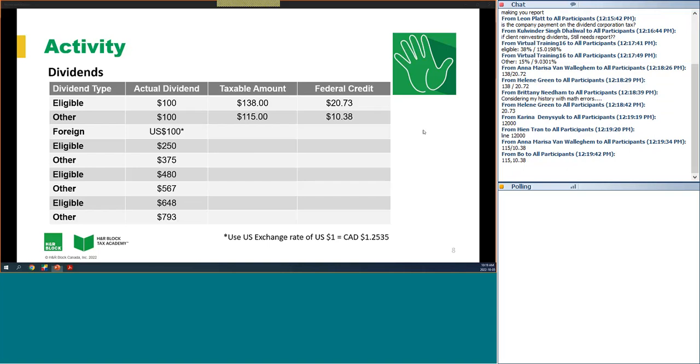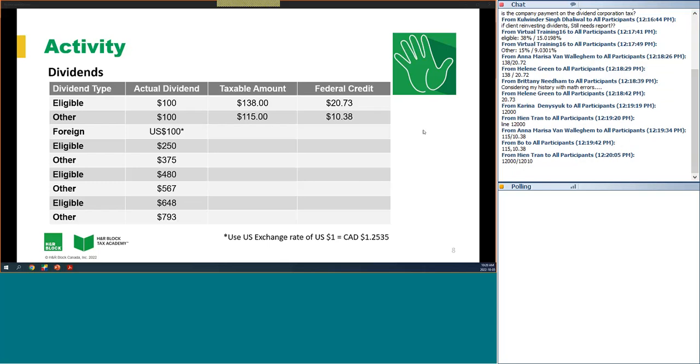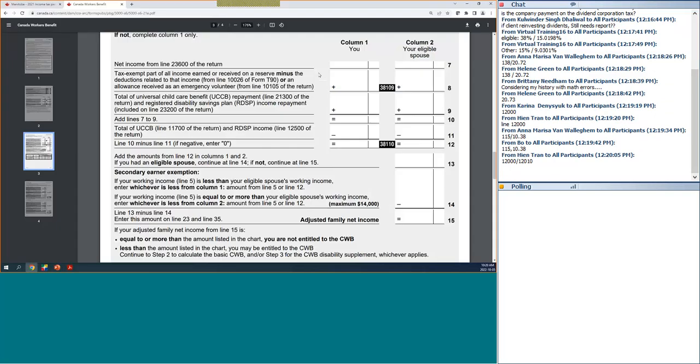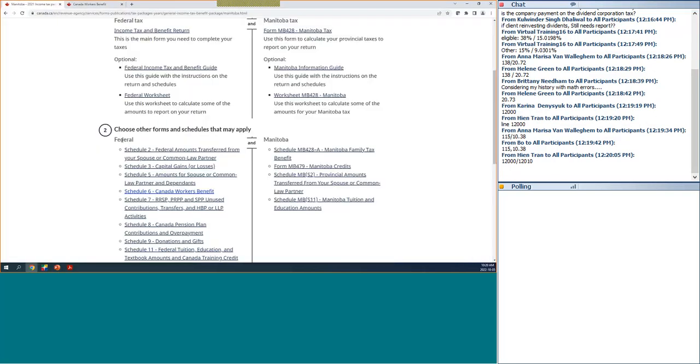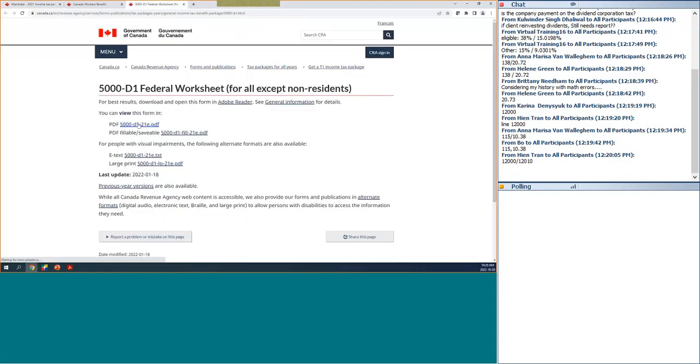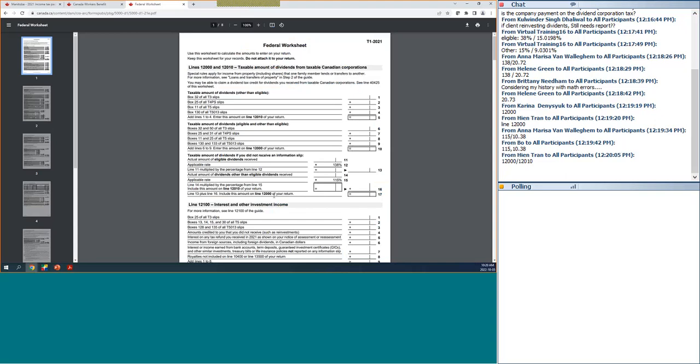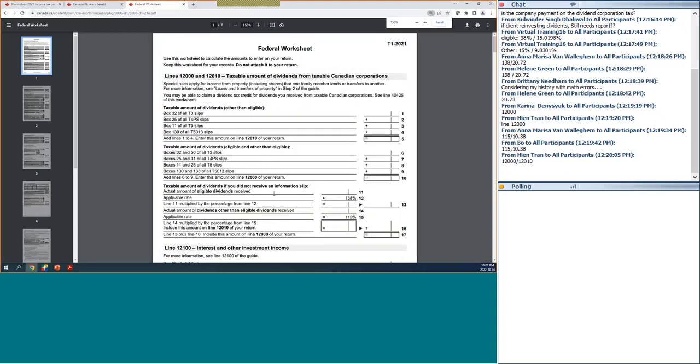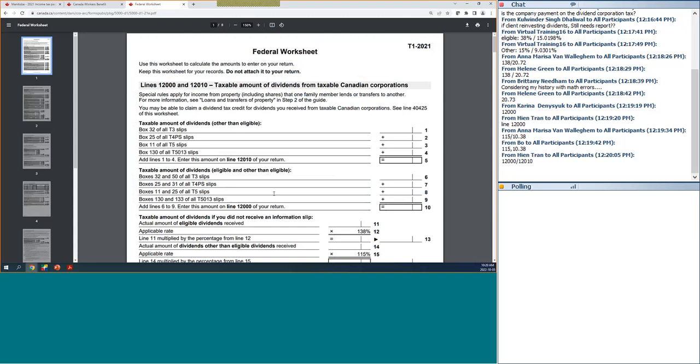And just for fun, I'm going to pull up a federal worksheet now so we have one to look at. I'm going to open up a federal worksheet. Okay, it's going to go in 2 places, and you've got it right. It's 12000 and 12010.